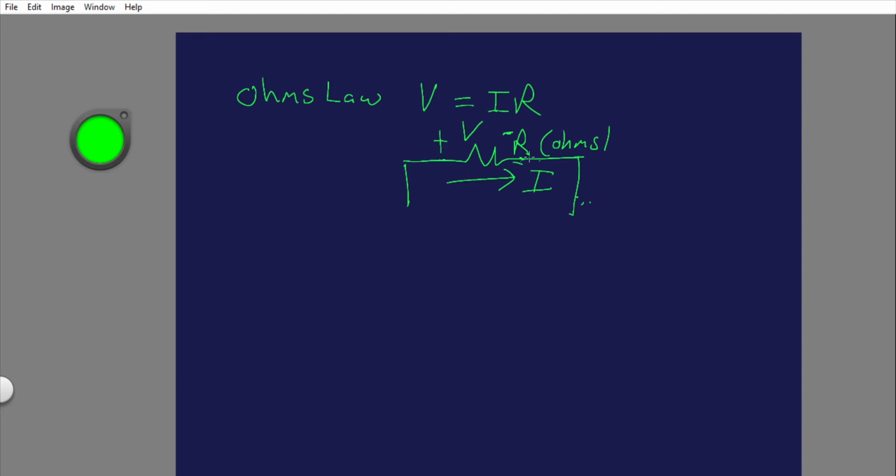But from here to here, there is a voltage drop, and that voltage drop is positive on the side of the resistor that the current pushes through, and negative on the other side. And that voltage drop, according to Ohm's law, will be given by IR with the polarities chosen.